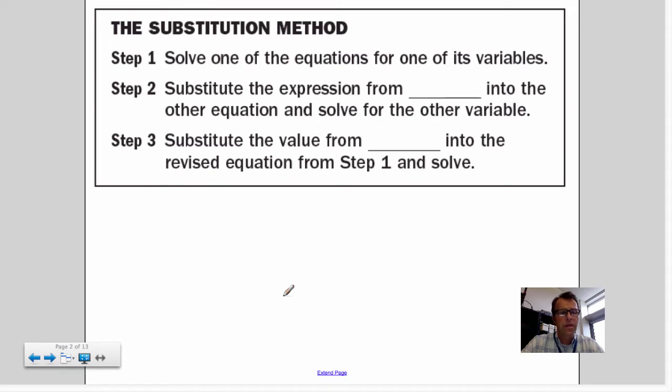Substitution method, here are the steps. Step one is to solve one of the equations for one of the variables. So you have basically a choice of four possible ways to start a substitution method. Step two is to substitute the expression from step one into the other equation and solve for the other variable. Step three is to substitute the value from step two into the revised equation from step one. Kind of wordy. I think we need an example.